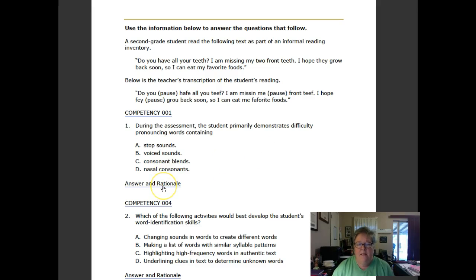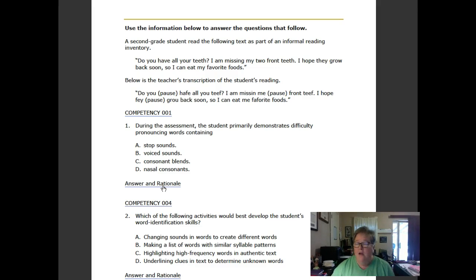It's very tempting to click right here where it says answer and rationale. That is, if you're looking at it digitally, that's going to take you to the back of the test preparation manual where you can find the answer and rationale. Avoid clicking. I want you to think through it on your own before you go look at that, because what I've asked you to post on the discussion board for each competency is your answer to each question for that competency and your thinking behind it. Okay, I want your authentic thinking.